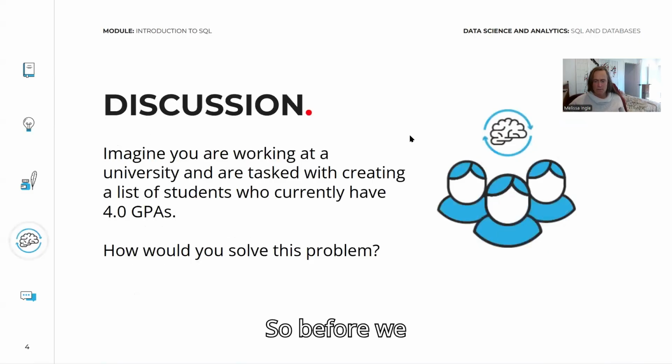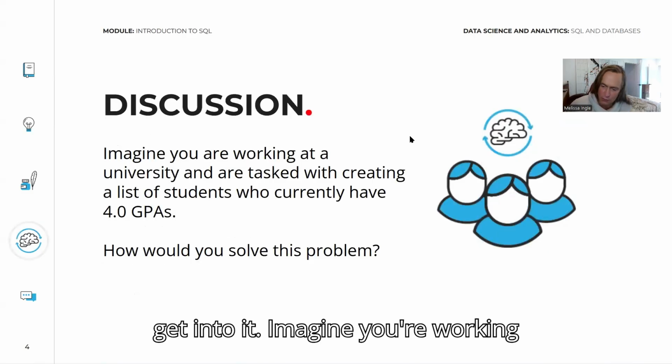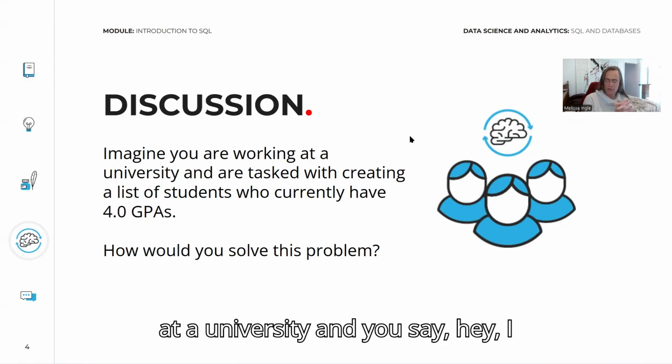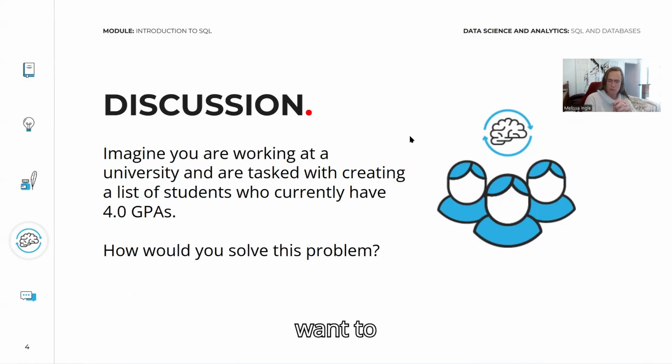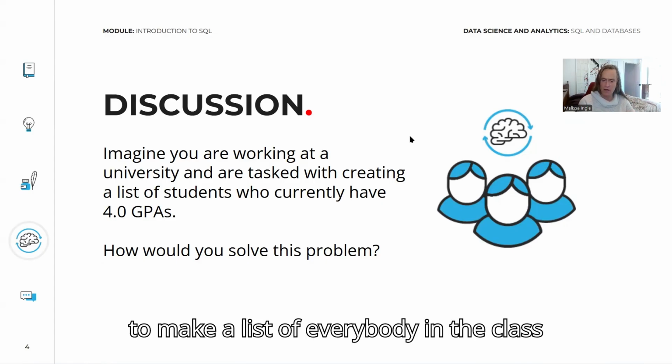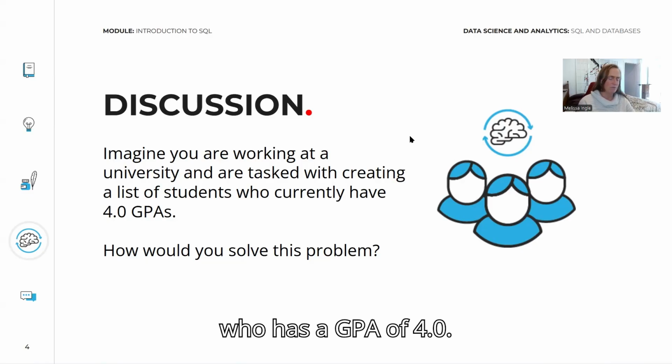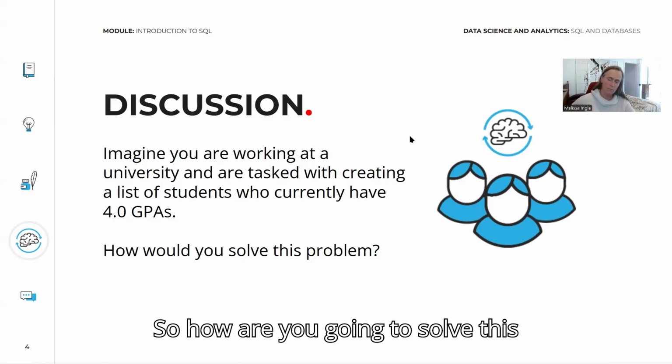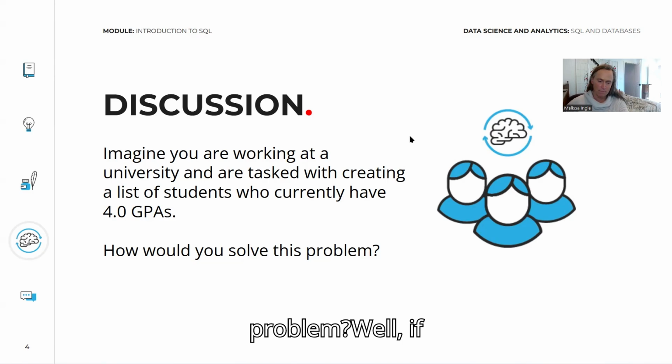Before we get into it, imagine you're working at a university. You're told that you need to make a list of everybody in the class who has a GPA of 4.0. So how are you going to solve this problem?